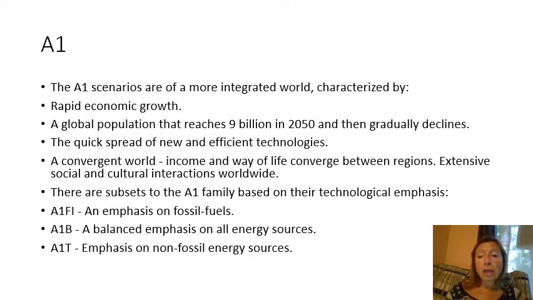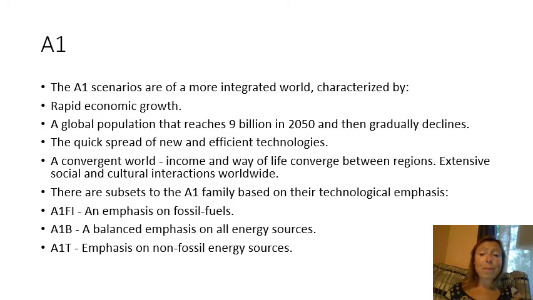Within this A1 family, there are three subfamilies, and they show us very different pathways of what might happen for the world. The first one is the most fossil fuel intensive pathway. It essentially means that we are going to continue being dependent on fossil fuels. And it looks like this is probably not going to happen.